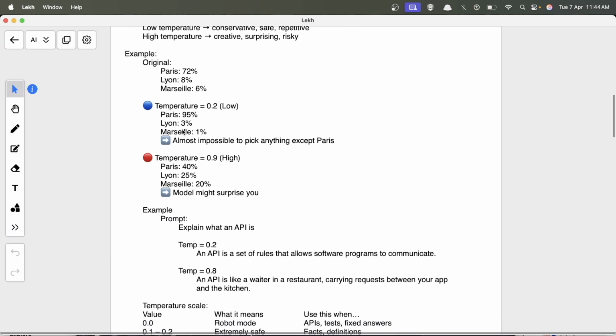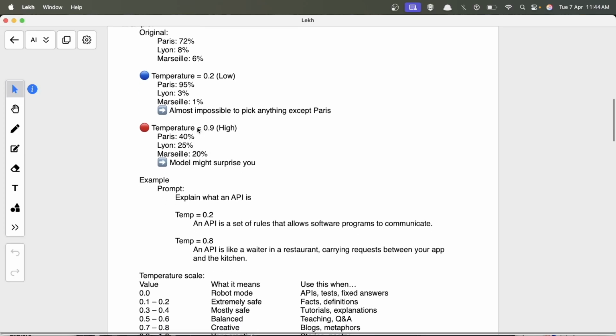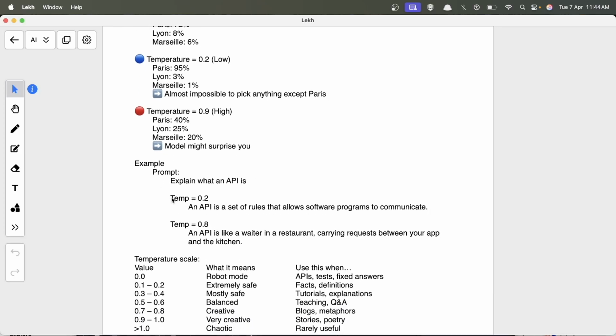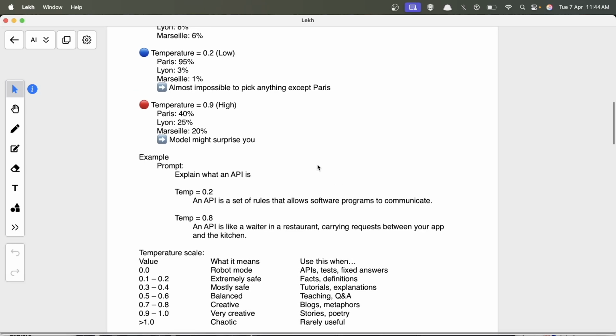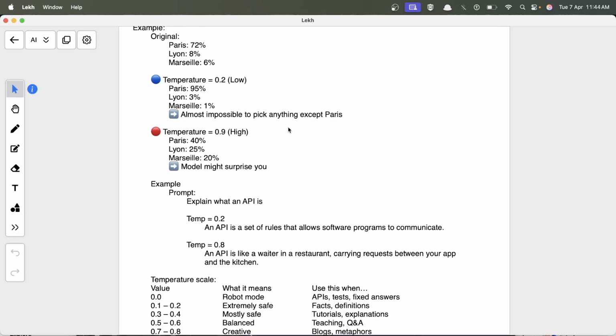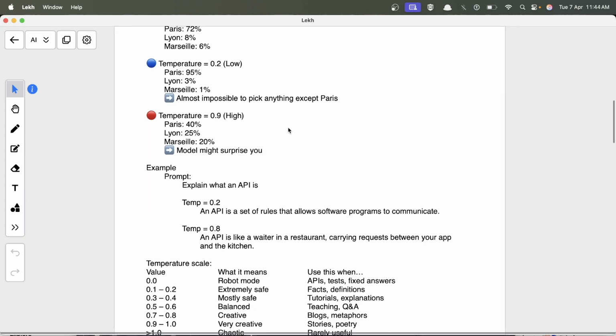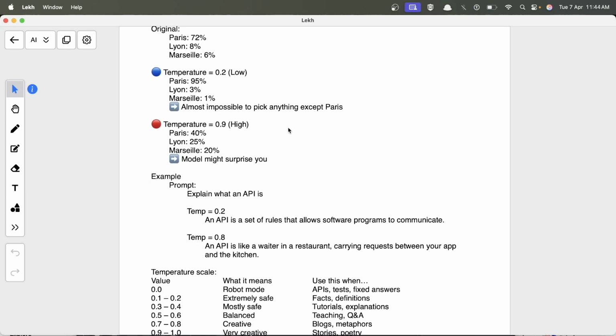So let's continue. So here, as you can see, temperature is 0.2. The API is a set of rules that allows software programs to communicate. As you can see, low temperature is needed for tasks where the task you're performing is not that creative. For example, writing code or factual answers, summarizing documents and all. For those things, you might want to set a lower temperature.